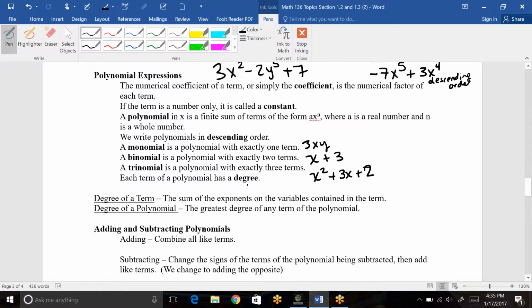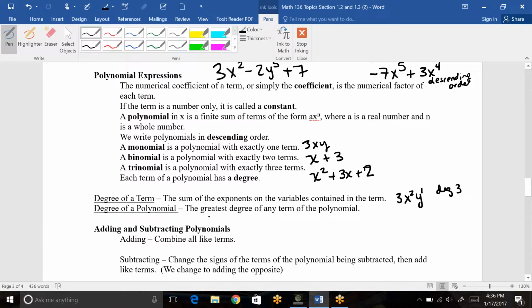Each term of a polynomial has a degree. That means what is the power on the exponent. This is a degree of 2. A degree of 1, and a degree of 0 because this one has no variable. So if you want the degree of the term, depending on if there's multiple variables, like if you have a 3x squared and a y, the degree of this term is actually a 3 because it's 2 for this and 1 for this.